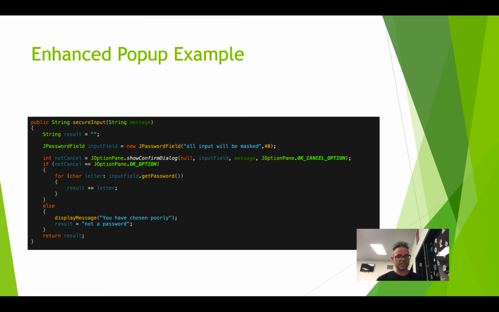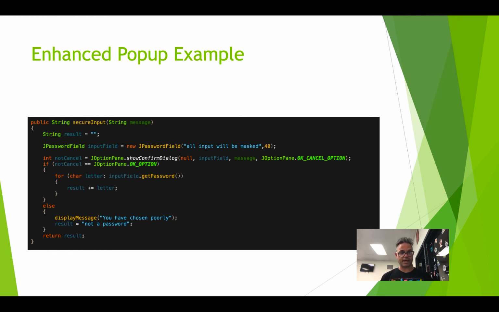We then set an int variable. I named it notCancel because I don't want to ever collect the password if it's not okay; I only want to correctly extract the information when I get the password from this. I set that variable to be JOptionPane.showConfirmDialog. I pass it null for the owner of the window, the inputField, that JPasswordField I just created, the message I'm asking to go at the top of the title bar, and then JOptionPane.OK_CANCEL_OPTION as the type of message I'm looking for.